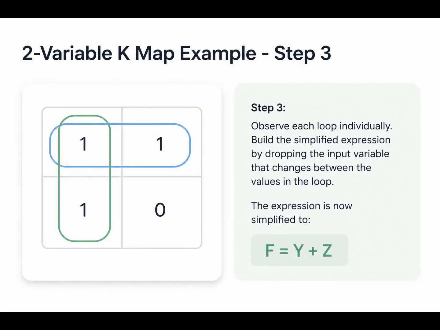For step 3, we analyze each loop. Look at the horizontal loop. The y input stays as a 1, but the z input changes from 0 to 1. Since z changes, we drop it, leaving just y. For the vertical loop, y changes, but z stays as a 1, leaving just z. Our messy 3-term equation simplifies beautifully down to f equals y or z.